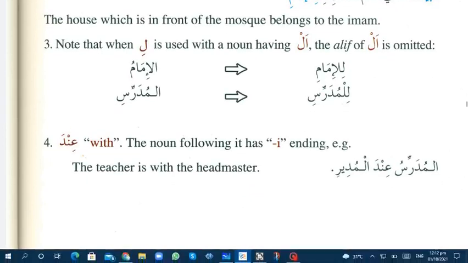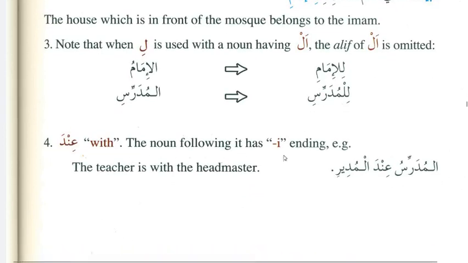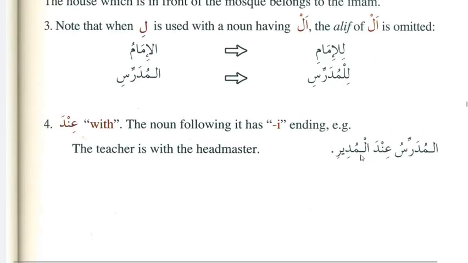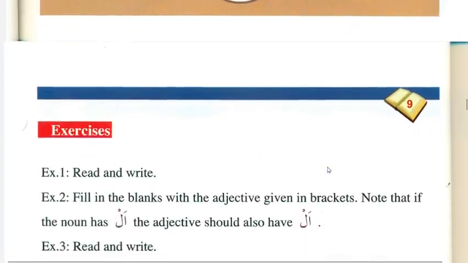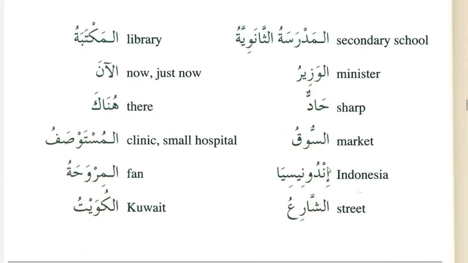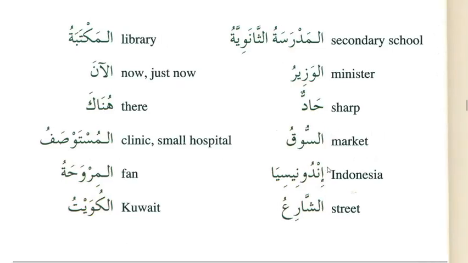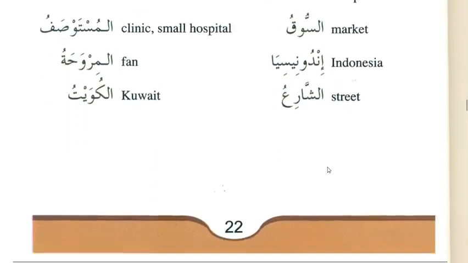Next we have the word inda, which means with. Inda is always muzaf. This means the next word will be muzaf ilayhi, so it will be majroor, it will have kasra. So remember, inda makes the next word majroor. Normally we say al mudiru, but with inda we say al mudiri. Remember all these things. Some more vocabulary you need to memorize and write as your homework.